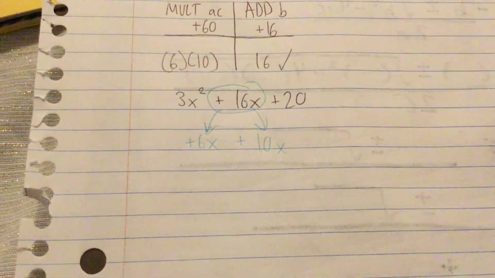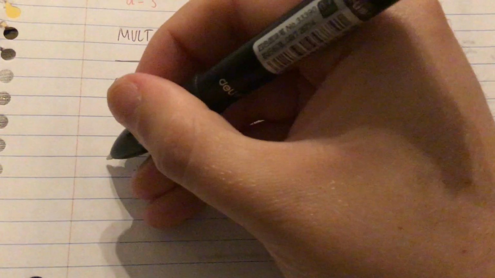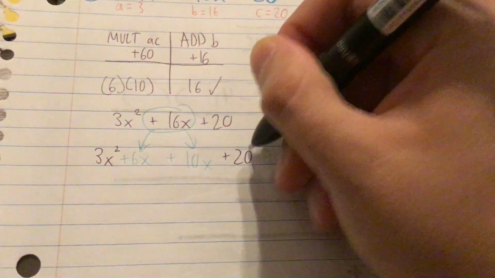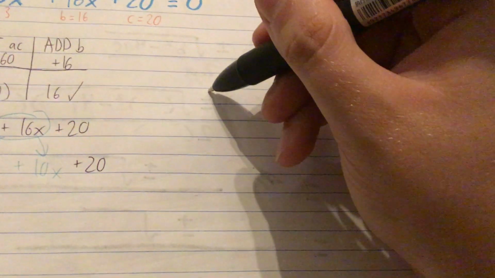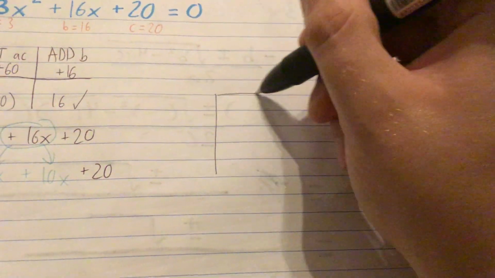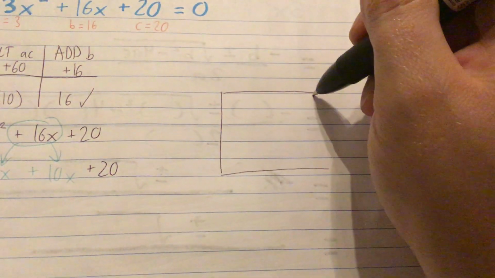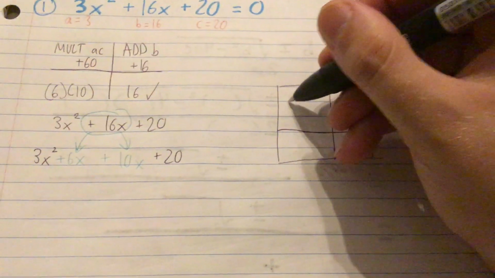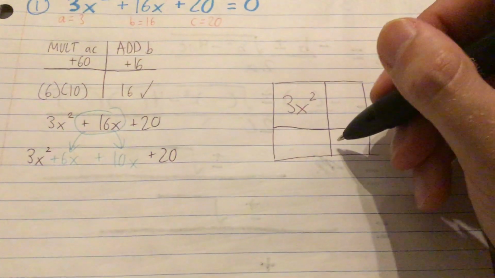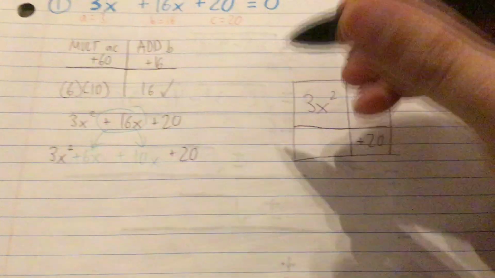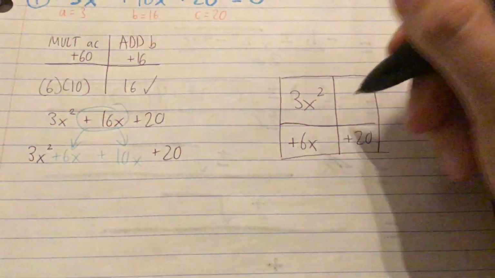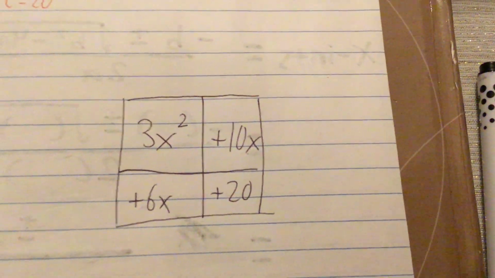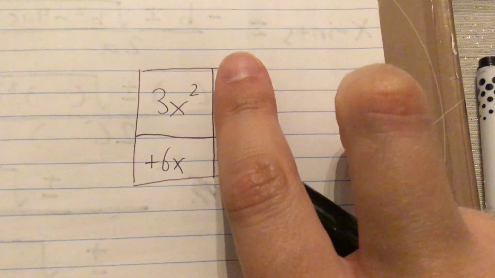There we go. All right, so now this becomes 3x squared plus 6x plus 10x plus 20, and now we're going to factor by rectangle. So now we're going to put the pieces in and we're going to factor accordingly. So we're going to put ax squared in the top left, we're going to put the c in the bottom right, and let's put the positive 6x here and the positive 10x over here. Okay, so now let's factor the pieces out. I'm going to cover up this right column and let's factor.